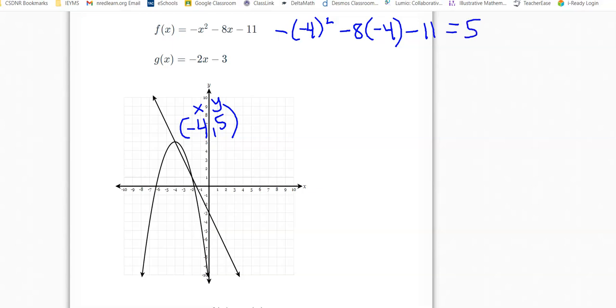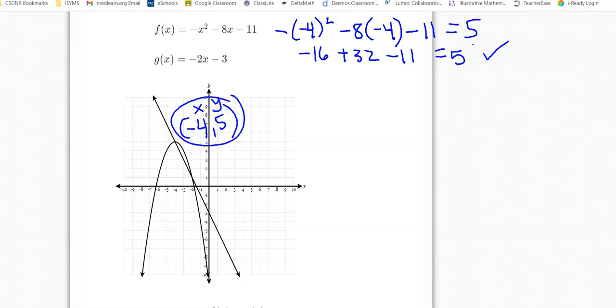So the opposite of -4 squared would be -16. This one here would be +32 and minus 11. And I'm going to check here to see if that equals 5. So -16 plus 32 is 16. 16 minus 11 is 5, so it checks.